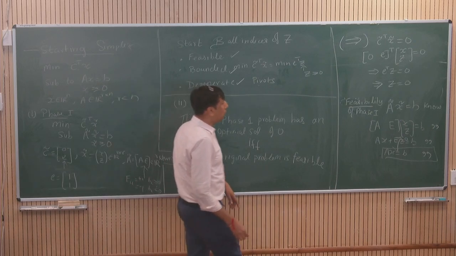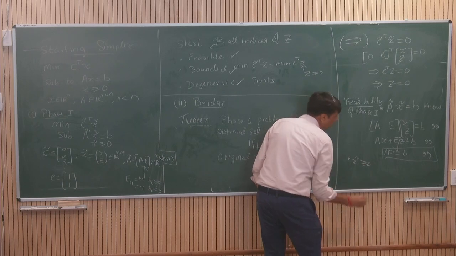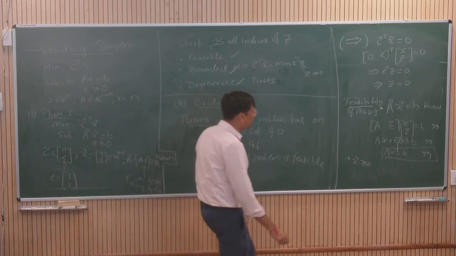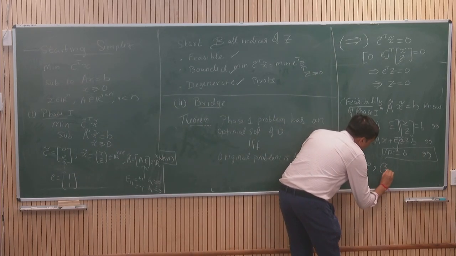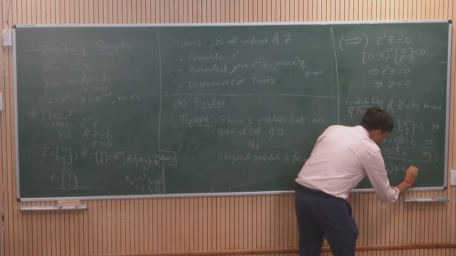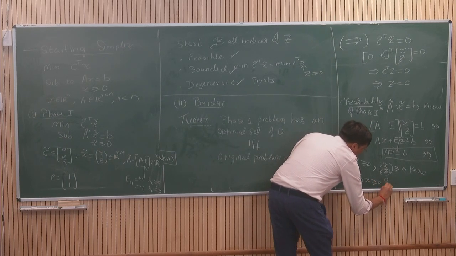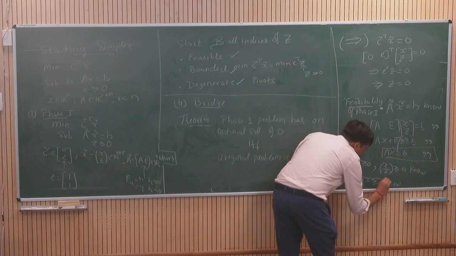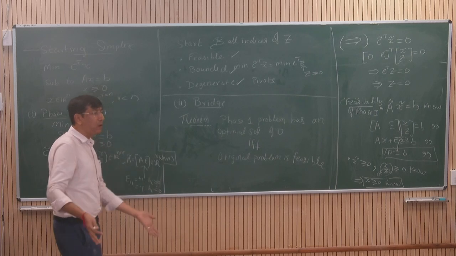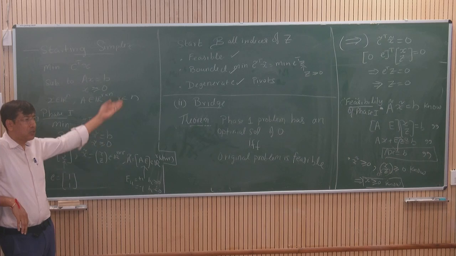What we also know from the feasibility of phase 1 is that x tilde is greater than or equal to 0, correct? What is x tilde? It is x and z, greater than or equal to 0. We already know z is 0. So this implies that x is greater than or equal to 0. So this implies that the original problem is feasible. Everybody okay with the one direction? Now we'll prove the other direction. It goes the same way.